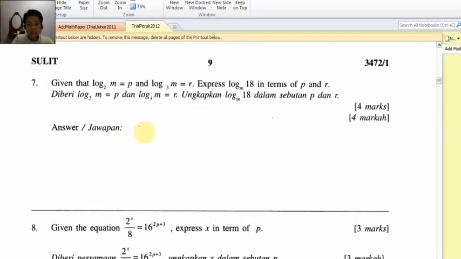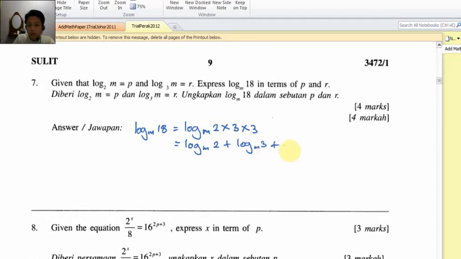Alright, here's the solution. Log m 18 is equal to log m of 2 times 3 times 3, right? 3 times 3 is 9, 9 times 2 is 18, so that is correct. And this is equal to log to the base of m 2 plus log to the base of m 3, and again log to the base of m 3, which is equal to log to the base of m 2 plus 2 log to the base of m 3.